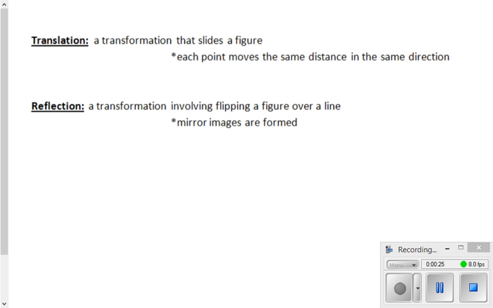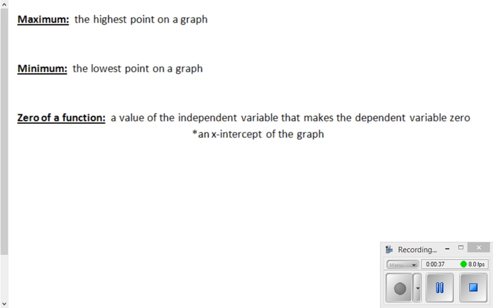A reflection is a transformation involving a flip. It can be a flip over the x-axis or the y-axis, or it could be simply over a line, such as the line of symmetry, but basically a mirror image of the graph is formed.